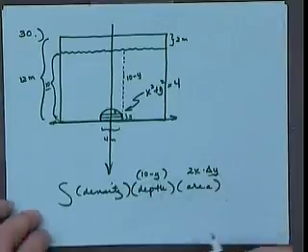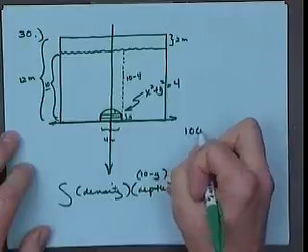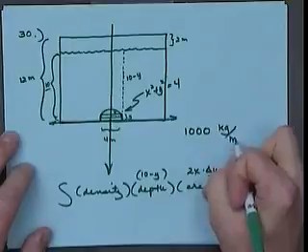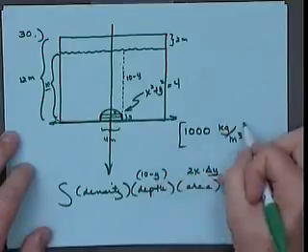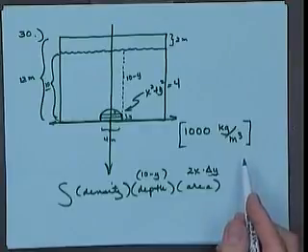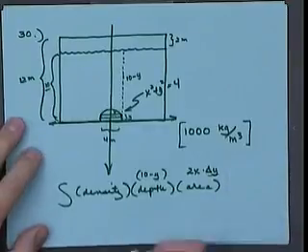So we've got cubic meters, so this is the first time we've had this, but the density of water in these units is 1,000 kilograms per cubic meter. So we're going to put that in here.